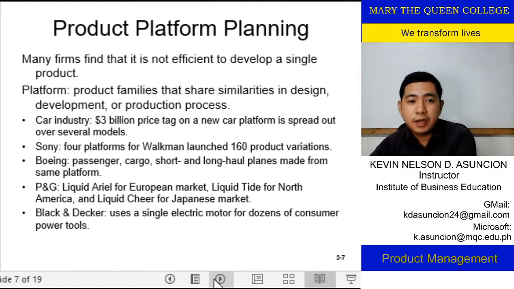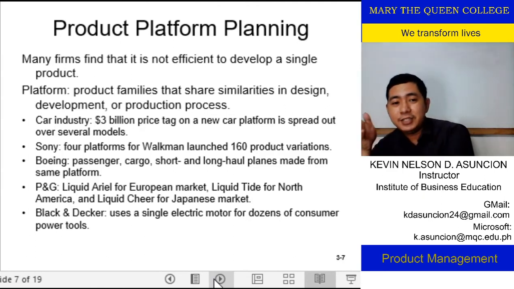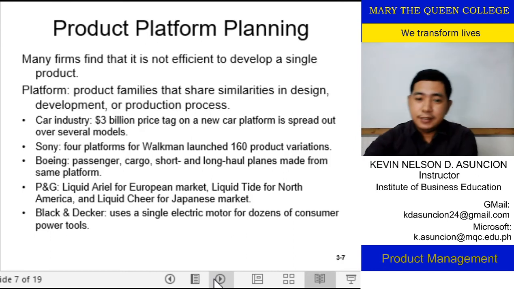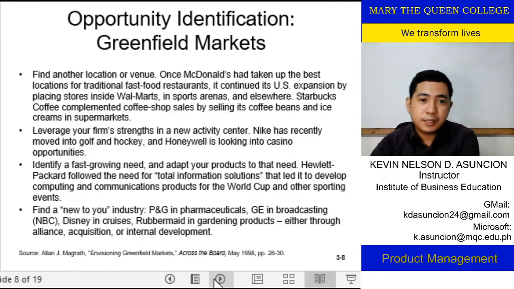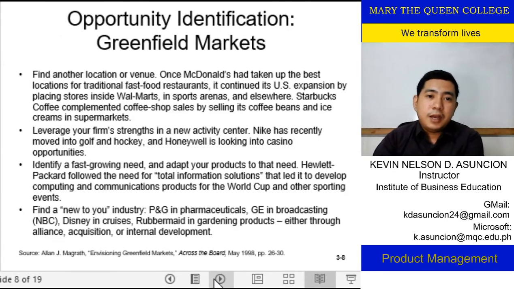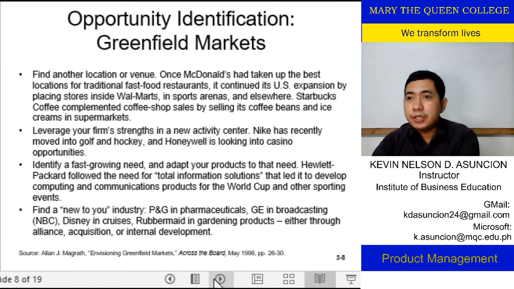So Liquid Ariel for the European market, and Liquid Tide for North America. So iba't iba. No? So for the Japanese market, they have that Cheer. No? So different markets, different strategies, but same resources. No? So that's a good thing. Okay, so let's begin with the opportunity identification.